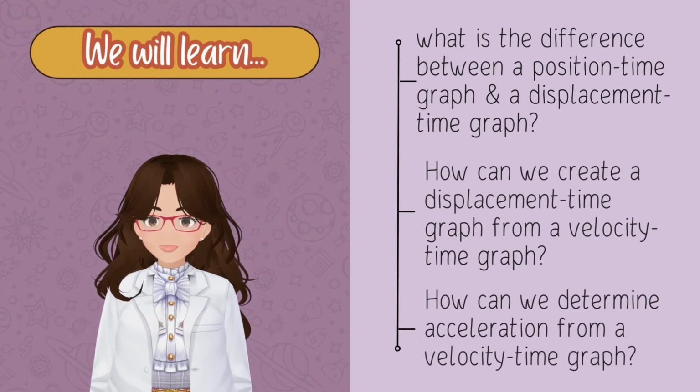Today we will learn what is the difference between a position time graph and a displacement time graph. How can we create a displacement time graph from a velocity time graph, and how can we determine acceleration from a velocity time graph? Let's get started.